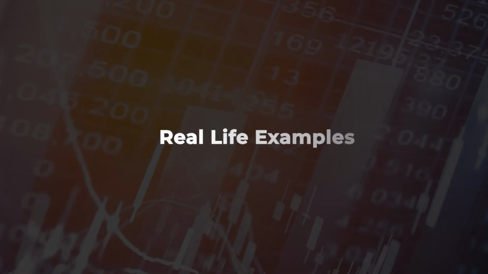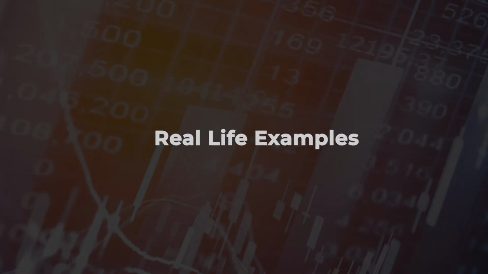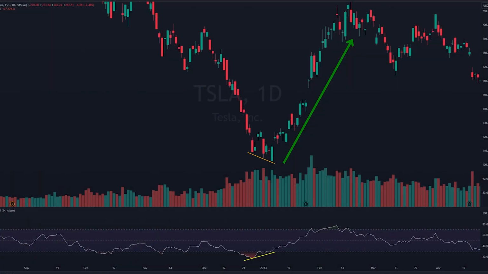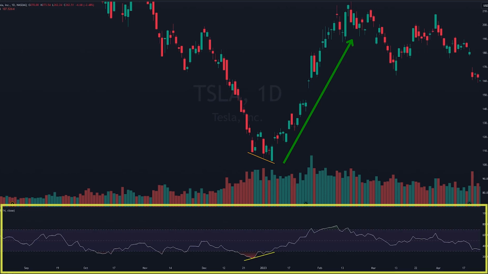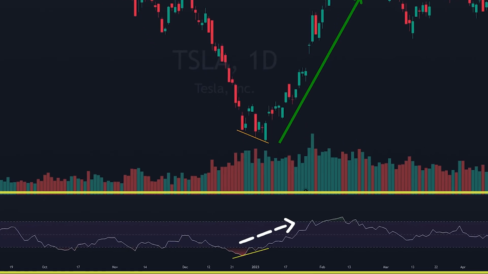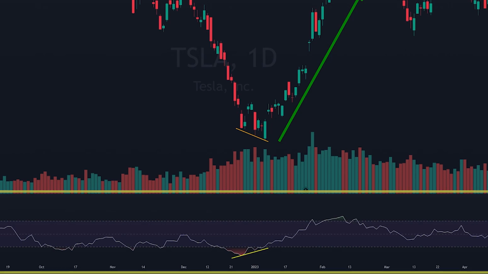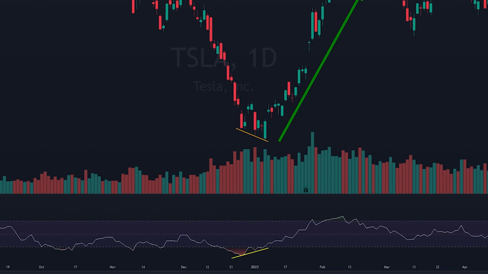Let's go through a couple of examples. First, we have the daily chart of Tesla. Looking at the RSI graph at the bottom of the chart, we can see that RSI was in an uptrend, starting in late December of 2022. Even though RSI was making higher lows, highlighted in yellow, the stock price was actually making lower lows, highlighted in orange. This is an example of bullish divergence.